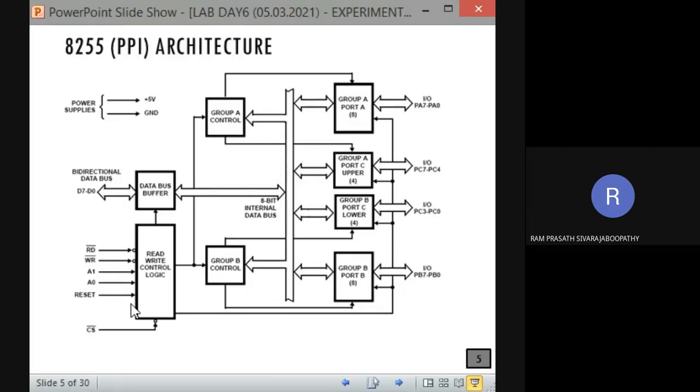Can you tell how many pins are in 8255? How many pin IC is 8255? Yes, very good. 40 pin IC. Out of the 40 pins, 24 are port pins, 2 are power pins. The remaining 14 are used for CPU interface.